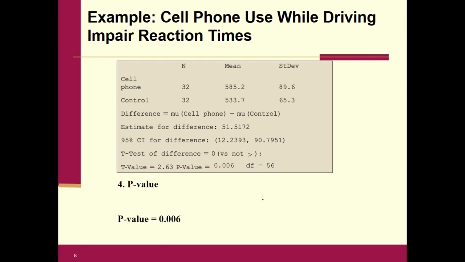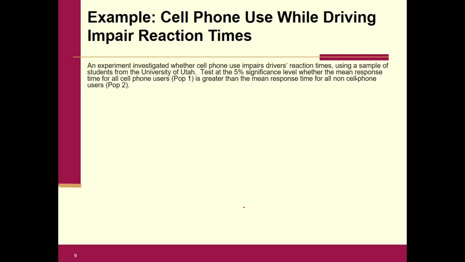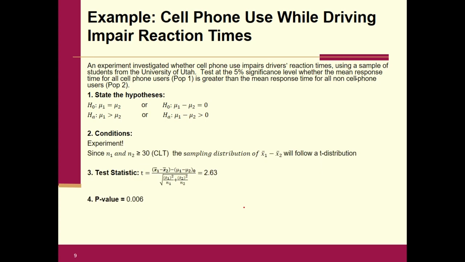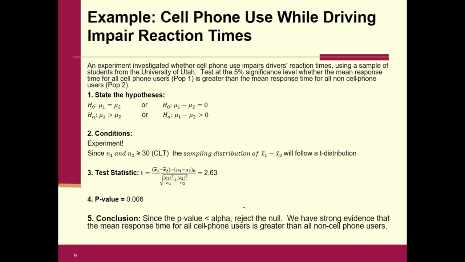P-value. P-value is what? 0.006. Okay, so here's all the information, and what would be our conclusion now? Our conclusion, well, okay, so what do we always do? We always compare our p-value to alpha. Alpha was set to 5%. Remember, that would mean that that's being set to 0.05. Okay, and so p-value less than alpha.